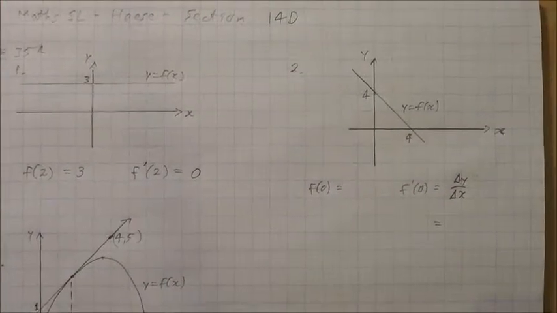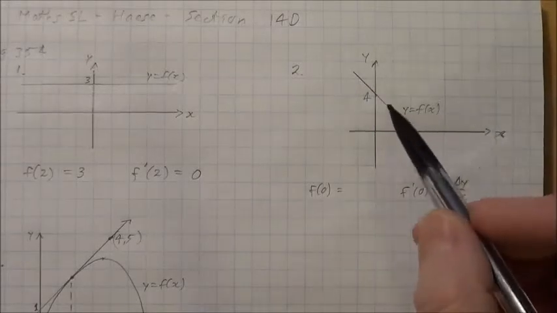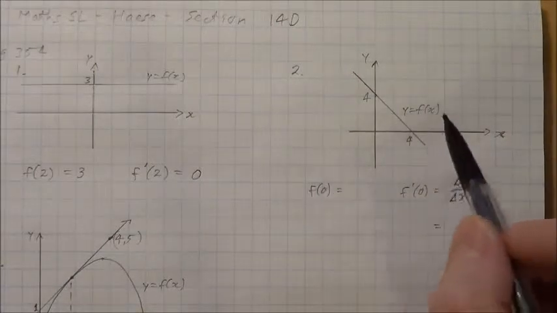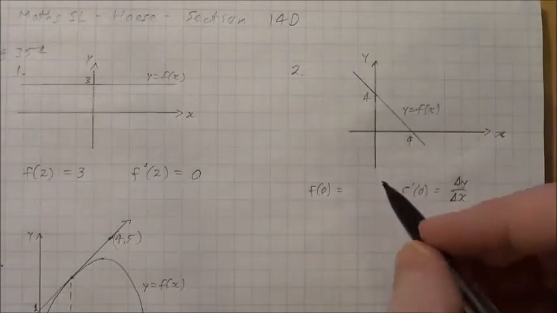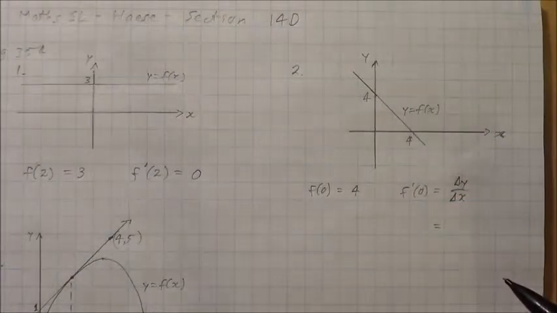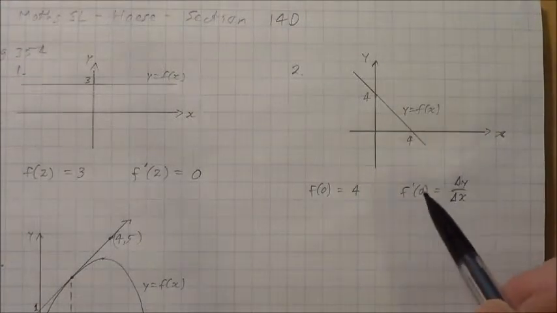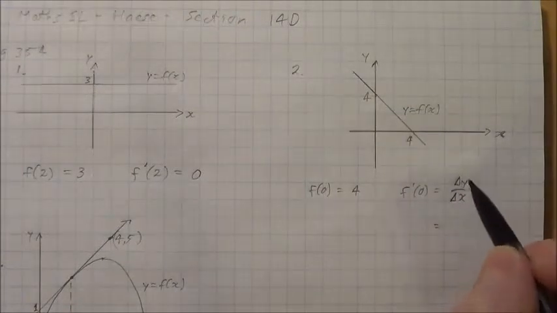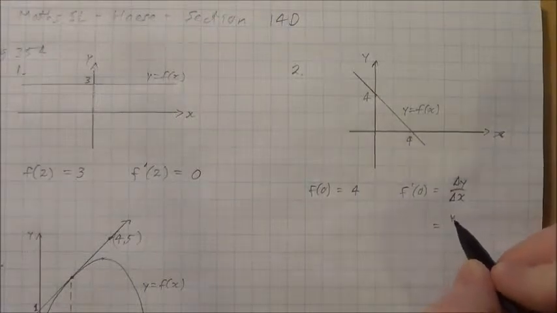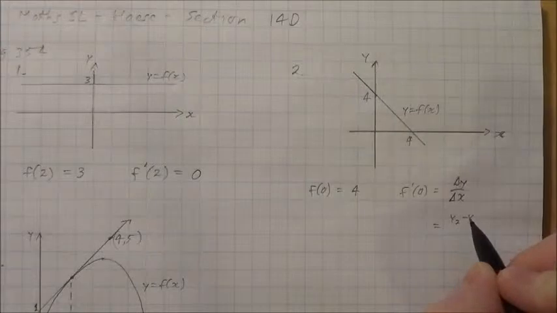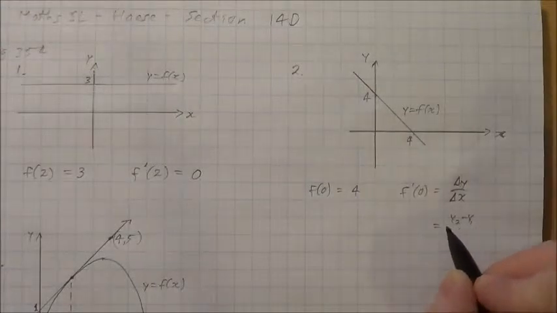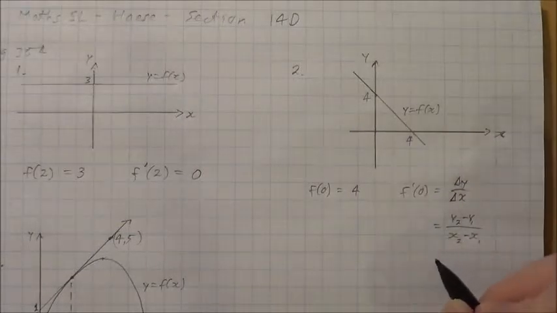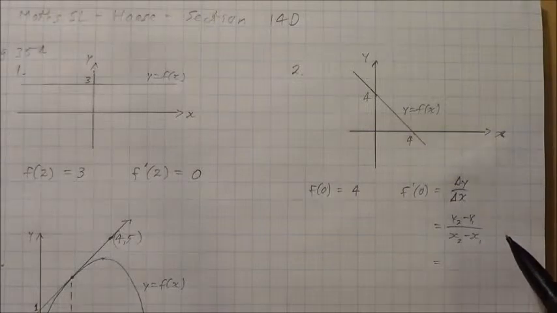When we look at question number 2, here's the function given here, y-intercept of 4, x-intercept of 4. f of 0, so the function evaluated when x equals 0, we can plainly see that that is 4. And when we look at the f prime, or the rate of change of this function, the rate of change is defined as delta y over delta x, which is the y-coordinate of point 2 minus the y-coordinate of point 1 divided by the x-coordinate of point 2 minus the x-coordinate of point 1. And so we can just substitute in values.